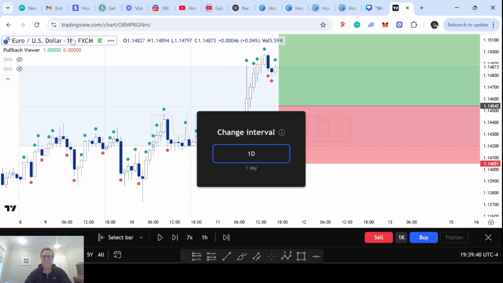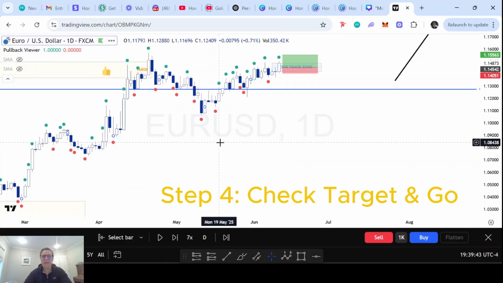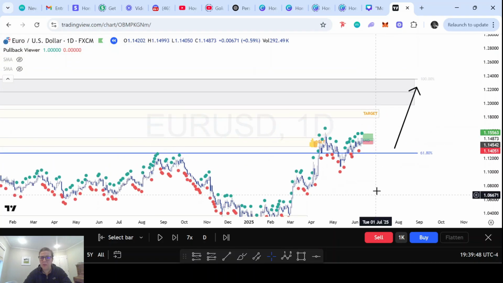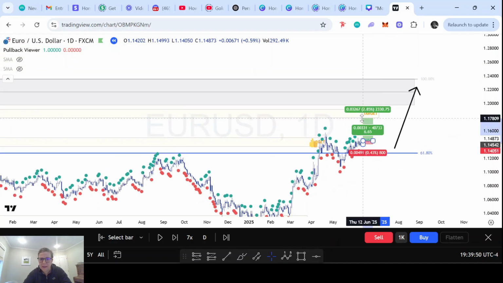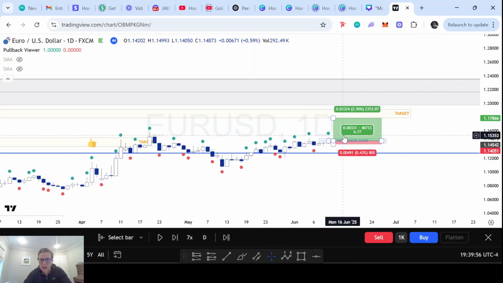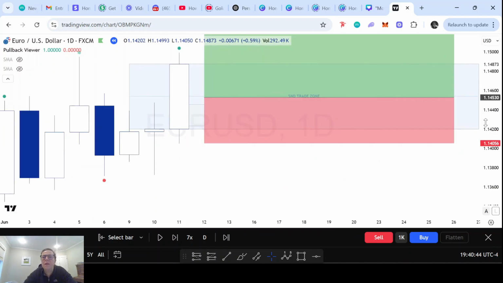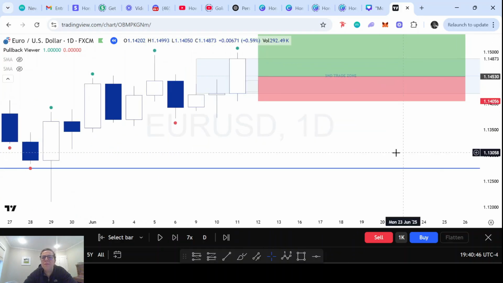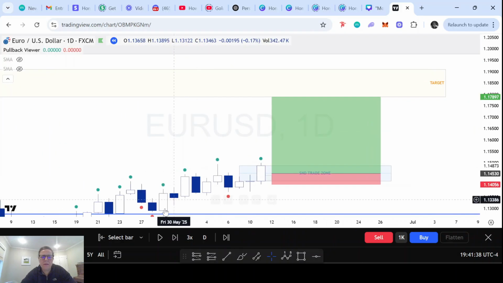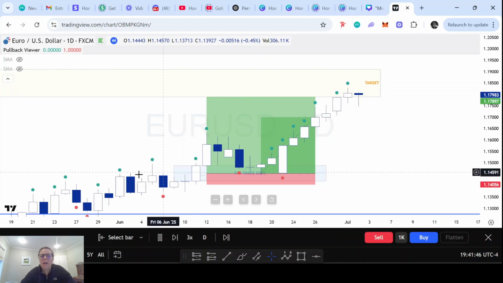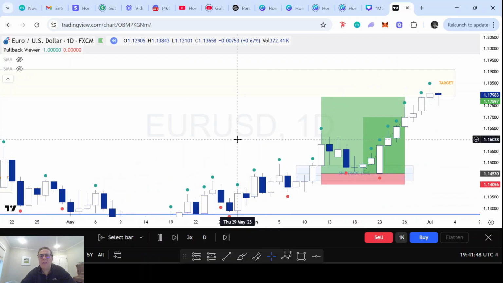That's step 3 done. Step 4 is we want to just check that target, which we've already established, so we don't have to do any analysis here. We've already established this target, and we want to trade to there. Okay. And our target is set. And then we let this trade play out. So we're tapped in a couple of times and out. Really nice, easy trade, set and forget.